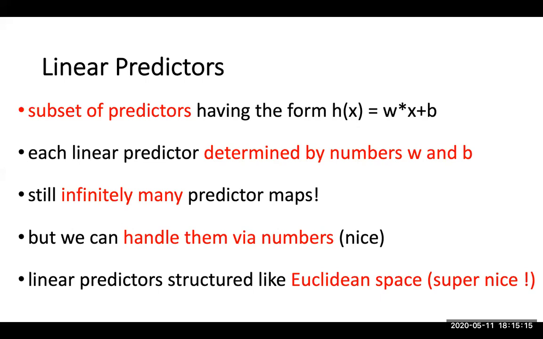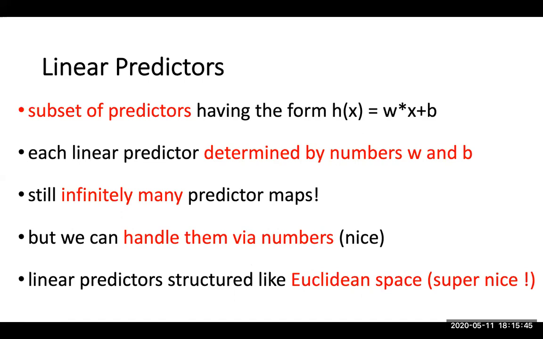And it also has a nice mathematical structure. So the set of linear predictors can be structured like a Euclidean space. So we have some notion of distance between predictor functions. We can say one predictor is more similar to a predictor than another predictor. So we have some geometric properties of predictor functions, which helps us in navigating this space of linear predictors or this hypothesis space of linear predictors.